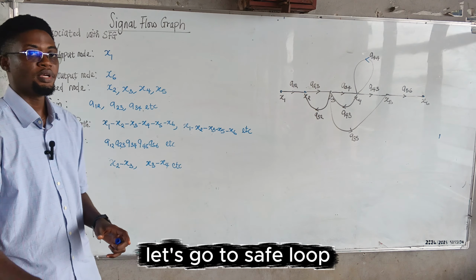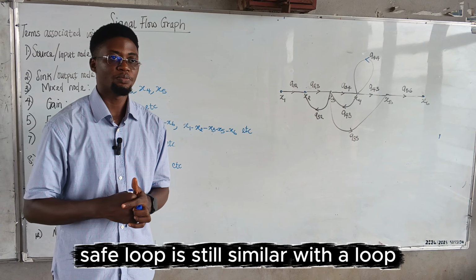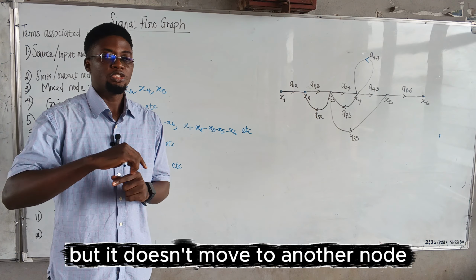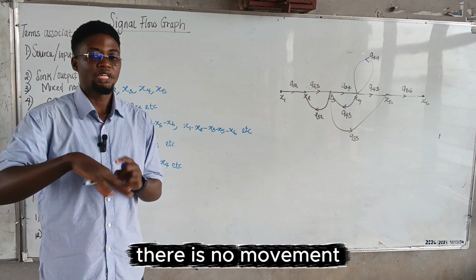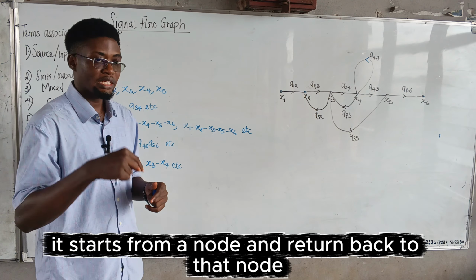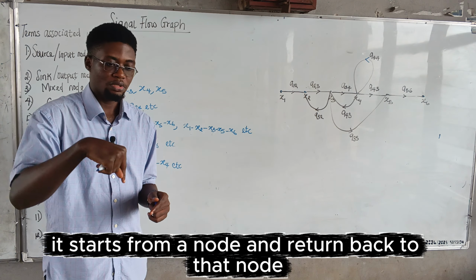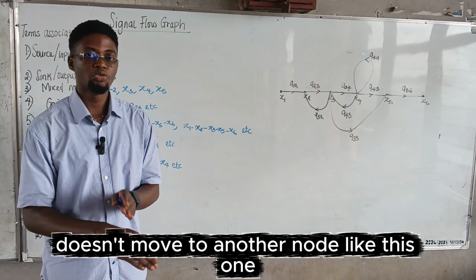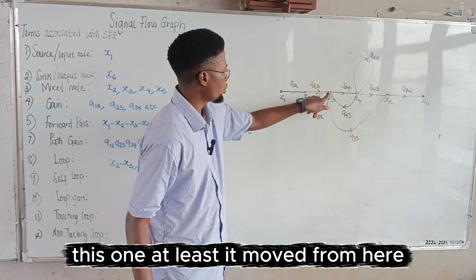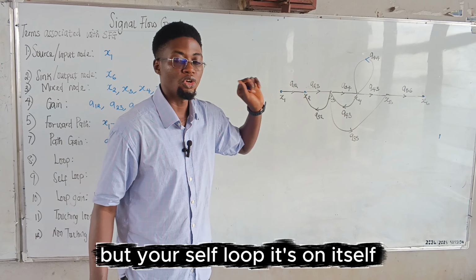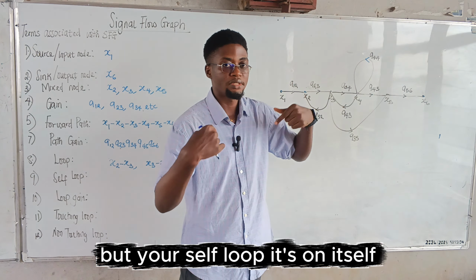Let's go to self loop. A self loop is still similar to a loop, but it doesn't move to another node. It returns to that particular node. There is no movement. It starts from a node and returns back to that node. It doesn't move to another node like this one. This one, at least it moved from here, went to this node, but it came back. But a self loop is on itself.